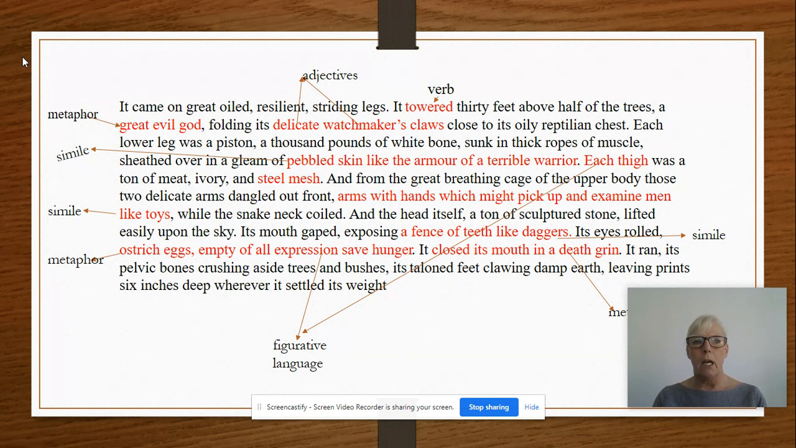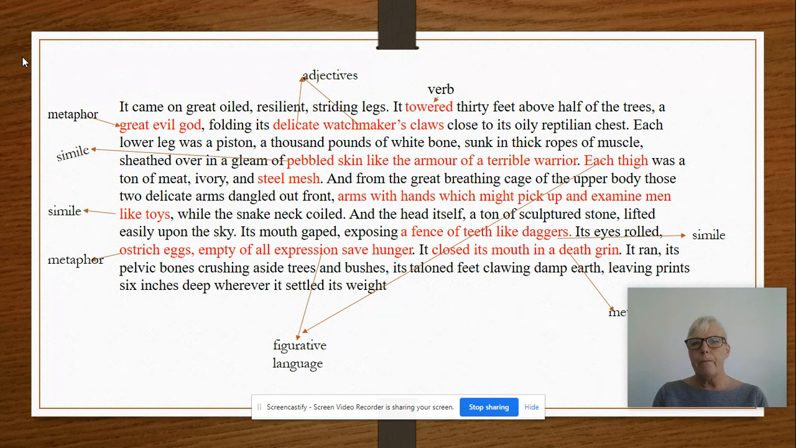I've chosen a simile: pebbled skin, like the armor of a terrible warrior. You'll remember that a simile is a comparison that uses "like" to compare one thing with another. When you choose a simile, make sure you don't just focus on "like the armor of a terrible warrior." You've got to know what the comparison is. In this case, it's that the dinosaur has pebbled skin. So make sure you identify that.